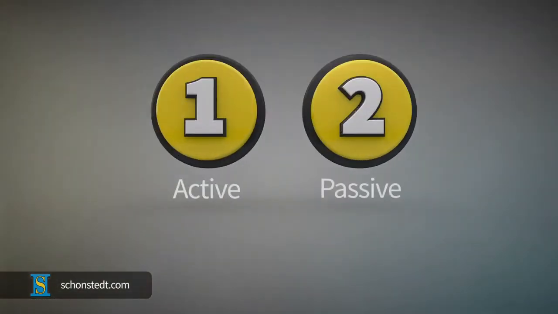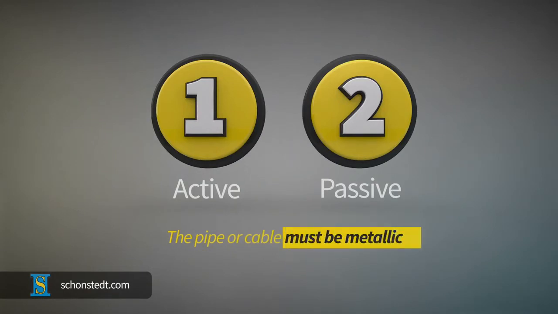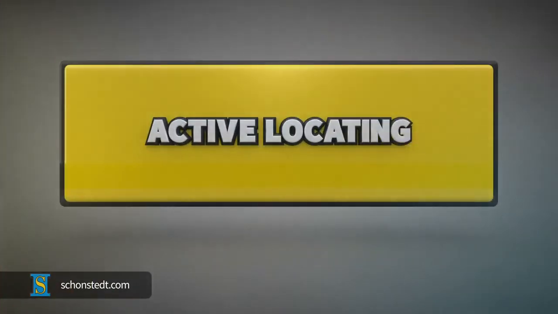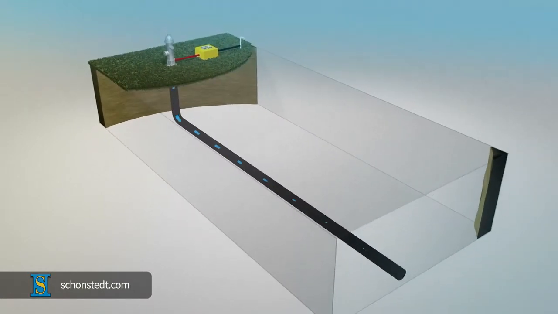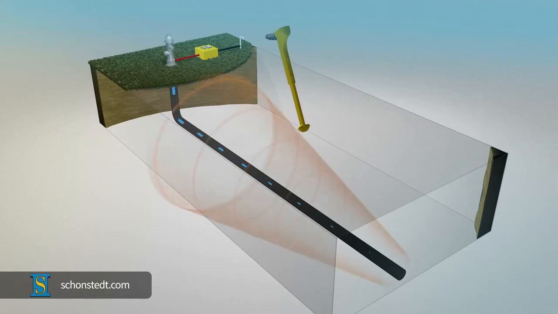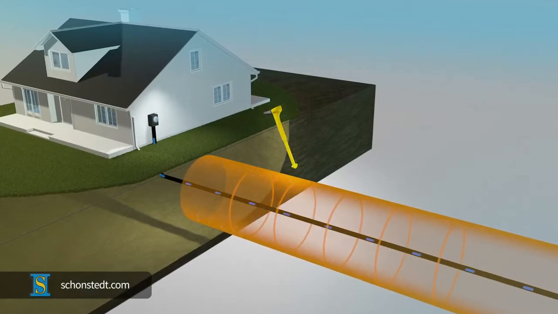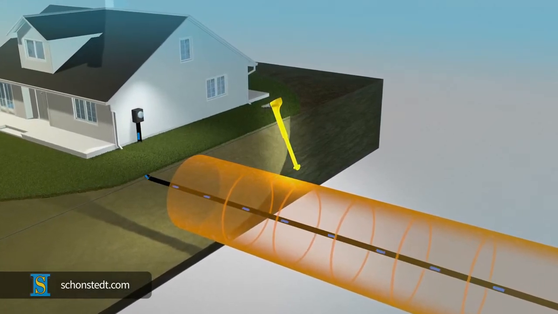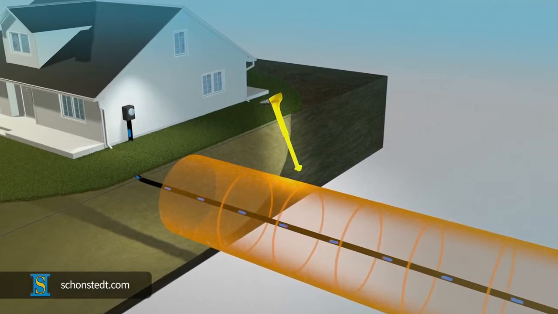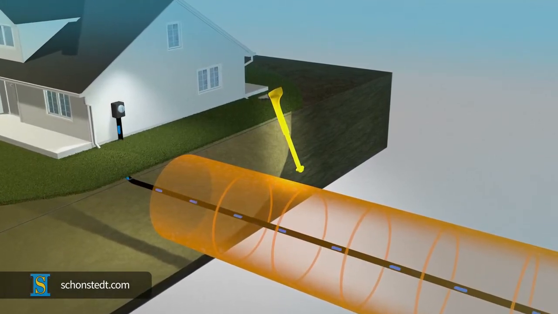There are two methods of pipe and cable locating, both of which require the pipe or cable to be able to conduct electricity. In other words, they must be metallic. The first method is known as active locating because a transmitter is used to impose the circulation of an electric current on the pipe or cable, and a receiver is used to detect the field created by the current. The second method is known as passive locating because the receiver detects a field created by the current that's already circulating on the cable. No transmitter is required.